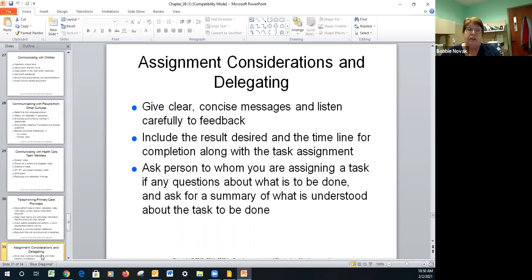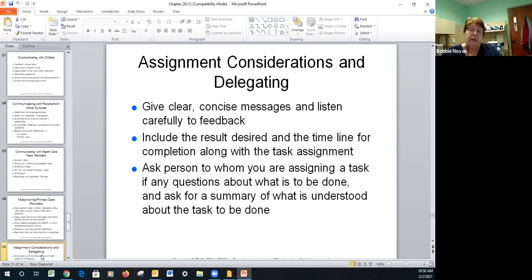When we do this, we want to give clear, concise messages and listen carefully for feedback to see what kind of objections they have or if they have questions. When you're delegating, we want to give the what result we want and when we want it.